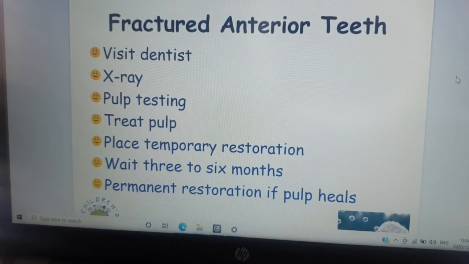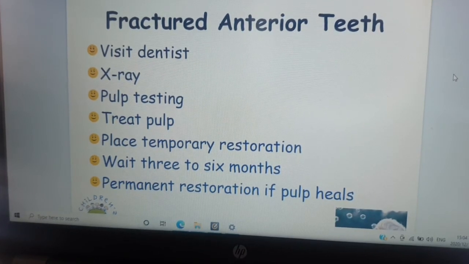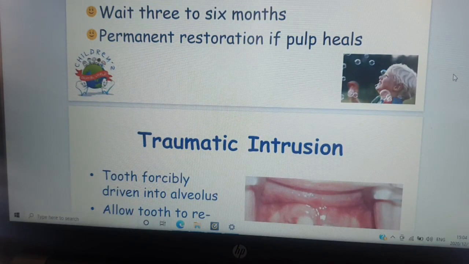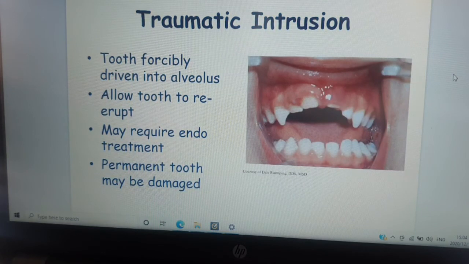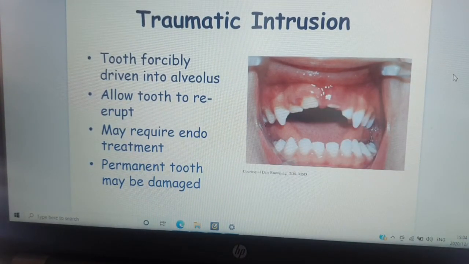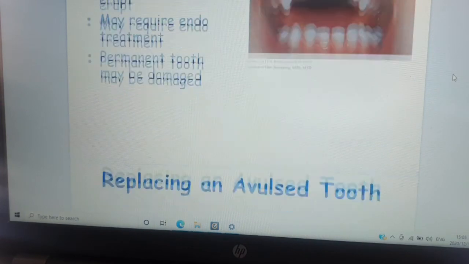The slides, ladies and gentlemen, just go on to explain what I've already explained. With fractured anterior teeth, they'll visit the dentist, we take x-rays, we do some pulp tests, and we treat the pulp. That is our main point of concern. Place a temporary restoration if necessary, wait it out 3 to 6 months, and then place a permanent restoration if we are satisfied with the health of the pulp of that anterior tooth. This slide talks about traumatic intrusion. As it says here, there's the infraocclusion. Like I said, the tooth will be below the line of occlusion. This tooth would then require endodontic treatment, and then we'll have to wait it out and see if the permanent tooth is damaged or not.